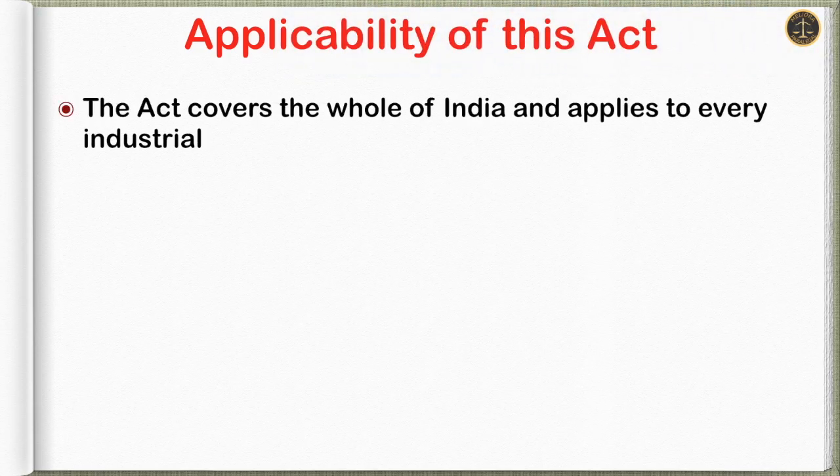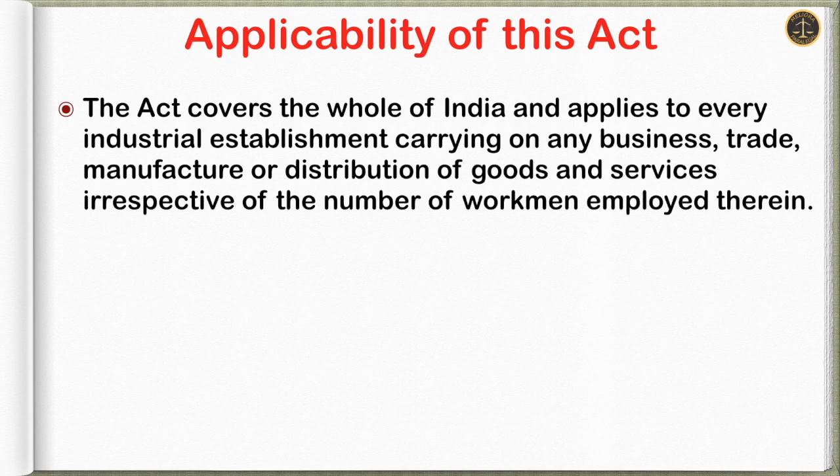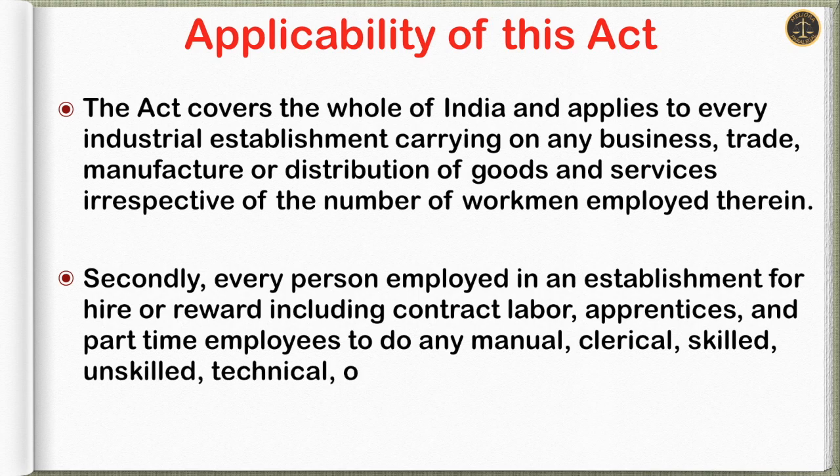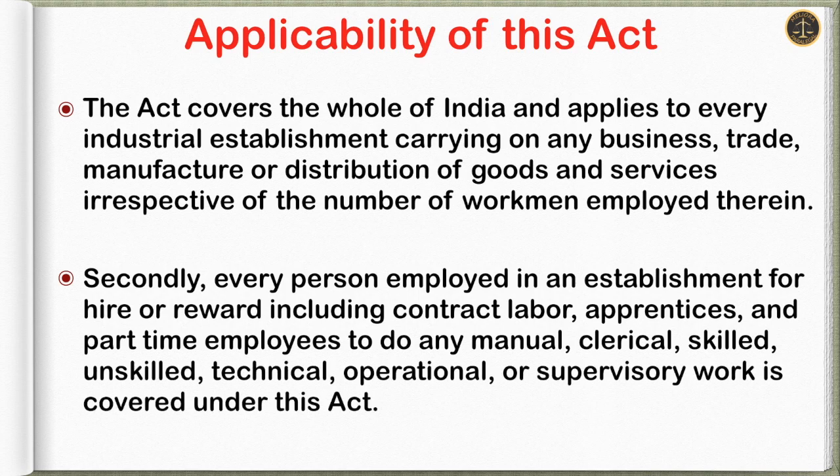Next, applicability of this act. The act covers the whole of India and applies to every industrial establishment carrying on any business, trade, manufacture, or distribution of goods and services, irrespective of the number of workmen employed therein. Secondly, every person employed in an establishment for hire or reward, including contract labor, apprentices, and part-time employees, to do any manual, clerical, skilled, unskilled, technical, operational, or supervisory work is covered under this act.